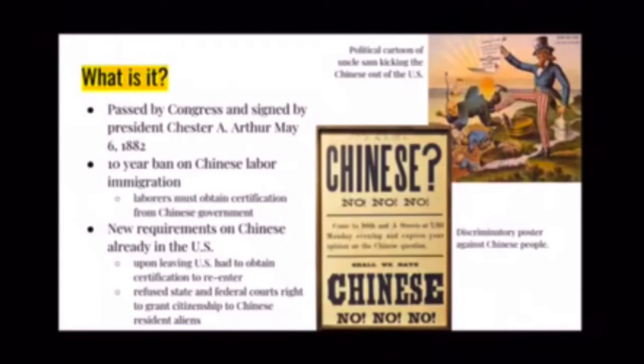The Exclusion Act also placed new requirements on Chinese who had already entered the country. If they left the U.S., they had to obtain certifications to re-enter. Prerequisites for return to the U.S. included owning property worth at least $1,000 or having a wife in the U.S. Both prerequisites reflected the class-based discrimination inherent within the Chinese Exclusion Act. Only a relatively wealthy Chinese immigrant would meet the requirements for return. Additionally, Congress refused state and federal courts the right to grant citizenship to Chinese resident aliens, although these courts could still deport them.